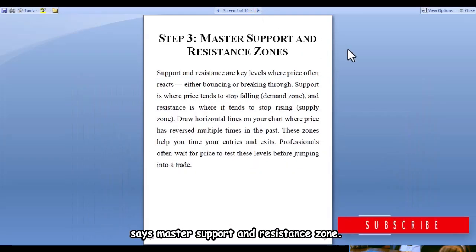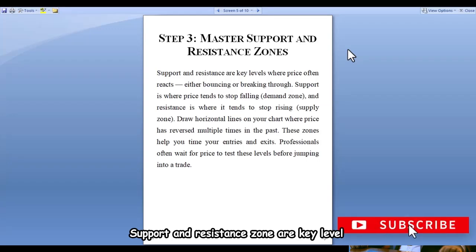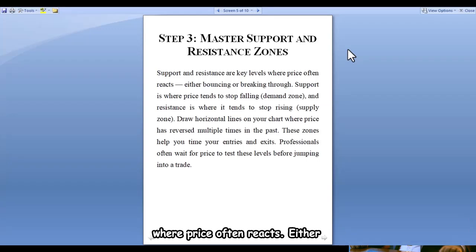The next step here says master support and resistance zones. Support and resistance zones are key levels where price often reacts, either bouncing or breaking through. Support is where the price tends to stop falling, or demand zone. And resistance is where it tends to stop rising, which is also called a supply zone. So draw a horizontal line on your chart where price has reversed multiple times in the past. These zones help you time your entries and exits. Professionals often wait for price to test this level before jumping into a trade.